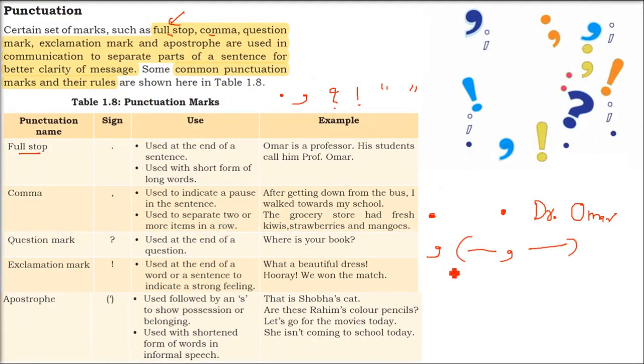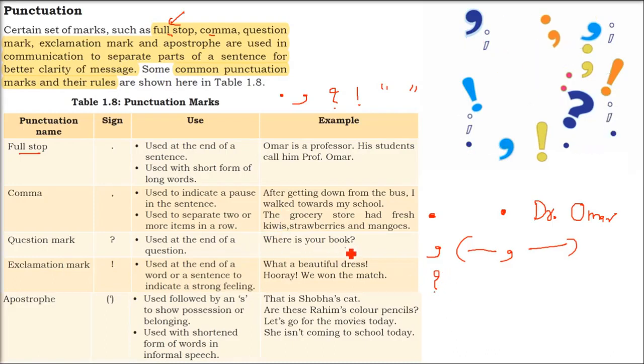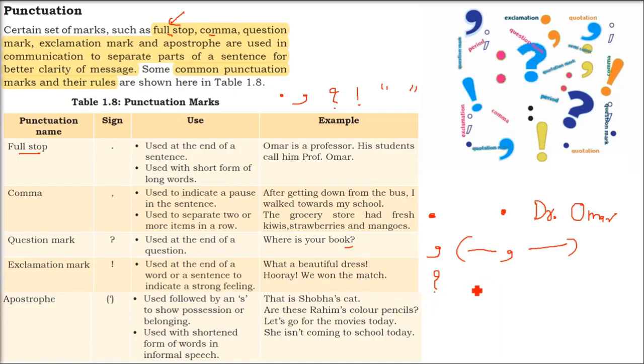Third is the question mark. This is used at the end of a question. Whenever there is an interrogative sentence where a question is being asked, like, where is your book? So it is ended with a question mark sign.